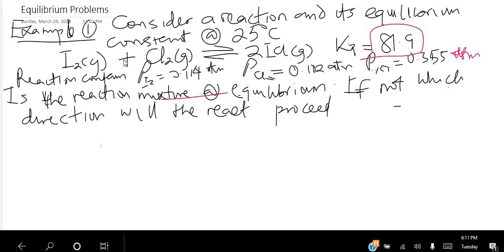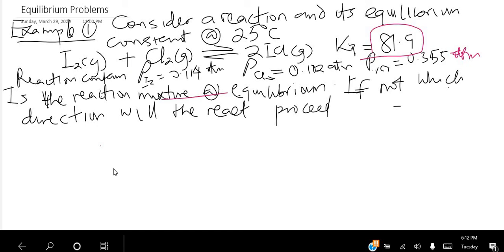Hello everyone, in this video I would like to show us examples on equilibrium constant problems. Consider this reaction that we have here, with the reactants iodine and chlorine gas, with the equilibrium constant 81.9, given the partial pressure of these reactants and gases. So the question says, is this reaction mixture at equilibrium? If not, which direction will the reaction proceed?